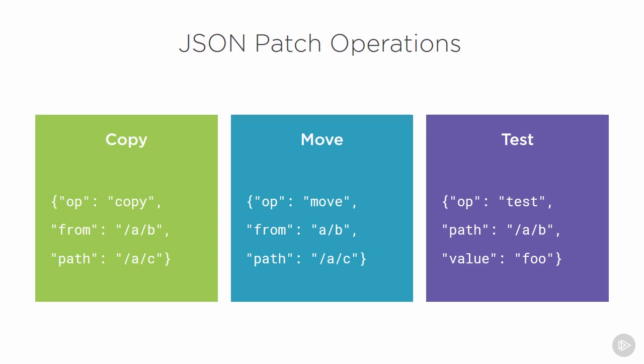So we have to create a request message with such a list of operations as the request body. And we can do that manually, but there's helper classes available for this. Let's have a look at that with a demo.